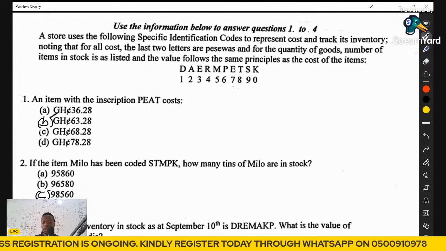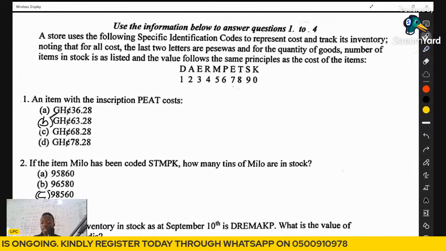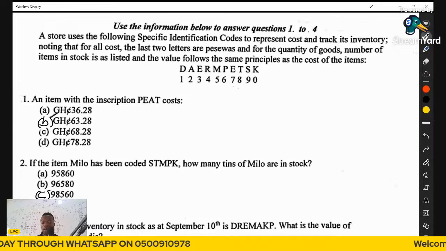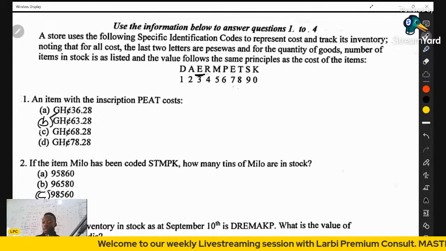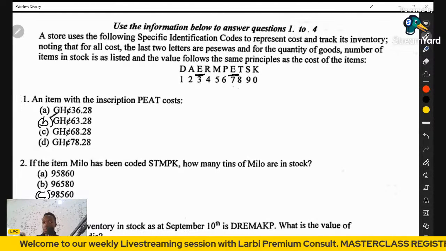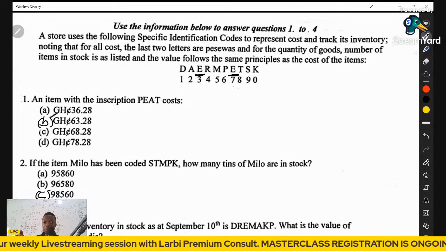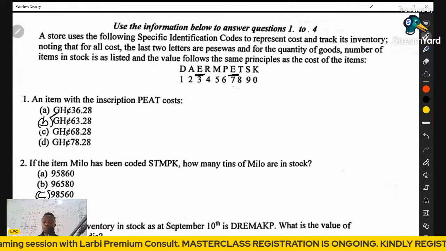So we have DAERMPECSK. You see that here we have two E's. We have two E's in here, one E here, but we can see that another E is also here. So going forward, we'll get to know the meaning behind these two, right?